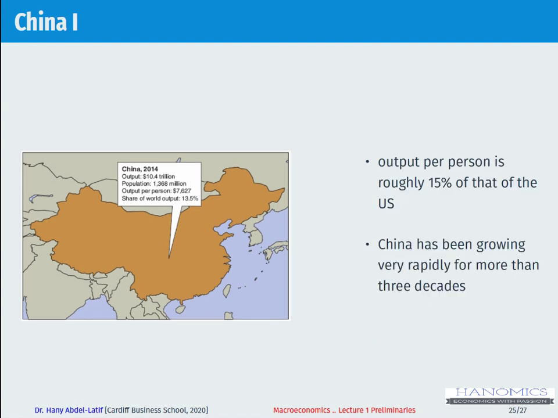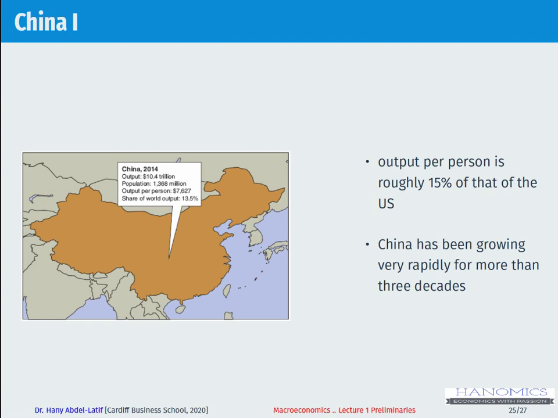So the output per person, or the GDP per capita, is 15% of that of the US GDP per capita. So it's a very large economy, but they have their own problems too. Okay? So again, that's why when you study macroeconomics, when you study GDP, how to measure GDP, how to calculate GDP, different ways of doing that, you still need to understand, okay, we have macro indicators, but you have to be very careful when you explain or make conclusions based on these macro indicators.